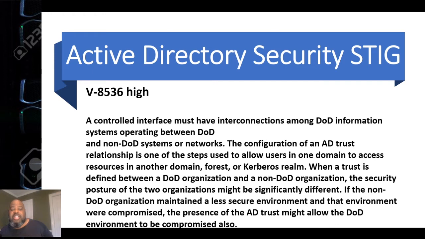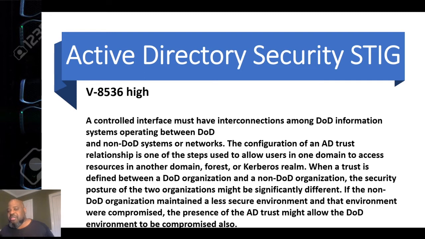V-8536: a control interface must govern interconnection among DoD information between DoD and non-DoD systems or networks. So when you're in the private sector, you usually have your secure part of your network and your non-secure part, right? Your flat network versus your protected zone, where you have all your social security numbers and credit cards. That will be your DoD part, and the non-DoD will be the rest, printers and stuff you just have on your flat network.